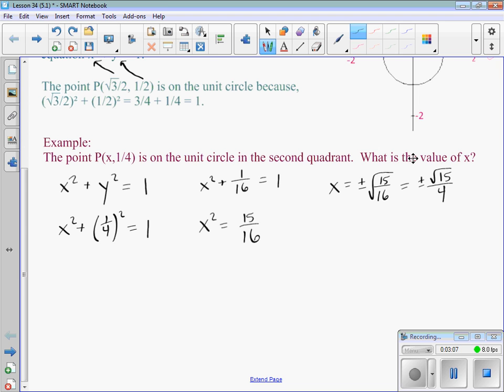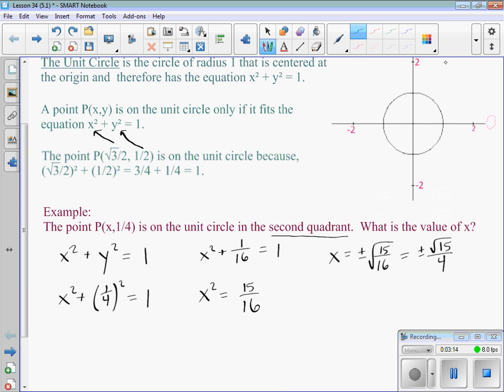Now I have to determine whether the positive or negative is the one that I want. So if it's in the second quadrant, here's my first quadrant. You might just want to write these in case you need to. We'll be using the quadrants a lot. And this is the fourth. So if it's in the second quadrant, is the x positive or negative? Negative, because it's to the left, right? So my answer here would be, what is the value of x? X equals negative square root of 15 over 4. Questions there?